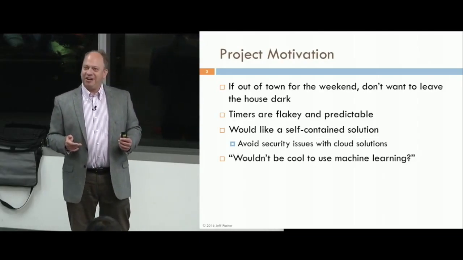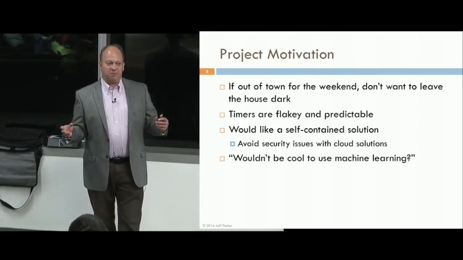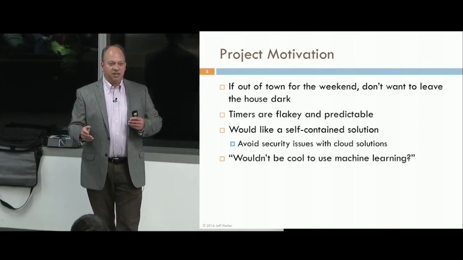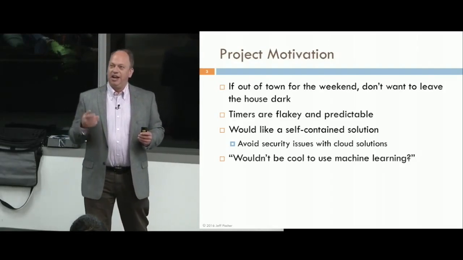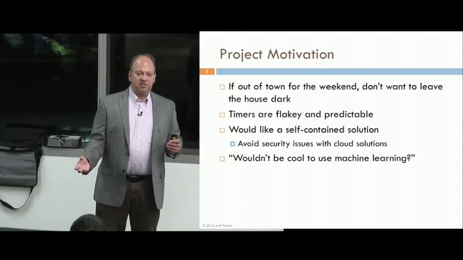So anyway, we'd like something that will automatically play the lights at random, using this smart light technology. And a self-contained solution, I don't want to involve the cloud and all that. You've probably heard about the big denial of service attack that was using these IoT cameras. And so I wanted something that would actually only be contained within my network. And it would also be cool to use machine learning. So that's how this came up.